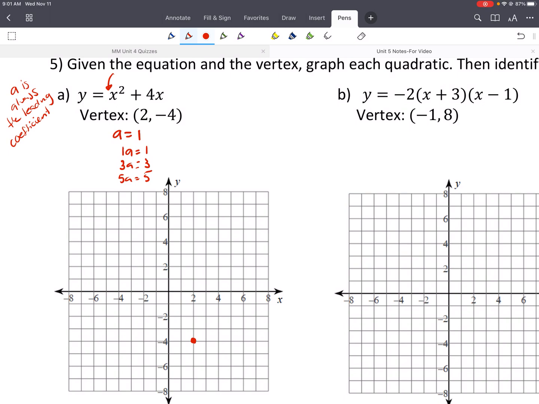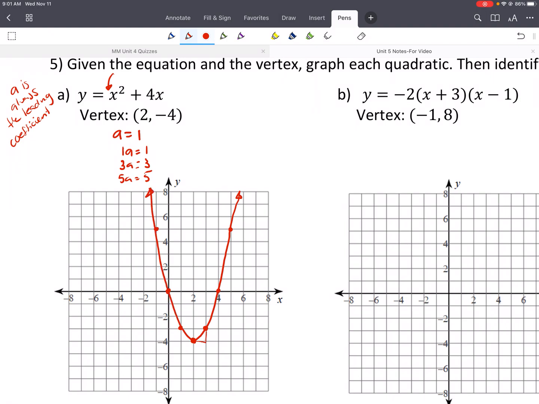So we'll always go over 1, and then we'll go up whatever 1A is. So 1A is 1. Over 1, up 1, over 1, up 3, over 1, up 5. Okay, and then since parabolas are symmetric, we can do it on the other side as well. Over 1, up 1, over 1, up 3, over 1, up 5. And then we can connect the dots, and we're set to go.